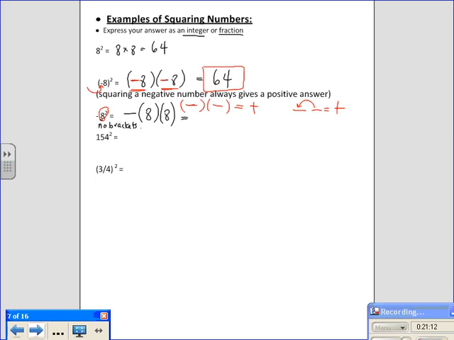So my answer is going to come out to 8 squared is 64, but I have to carry that negative sign in the front. Please be careful. There's a big difference if there are brackets or not.